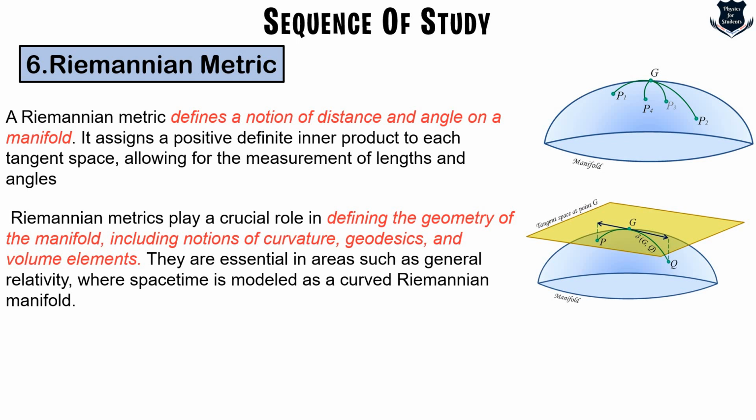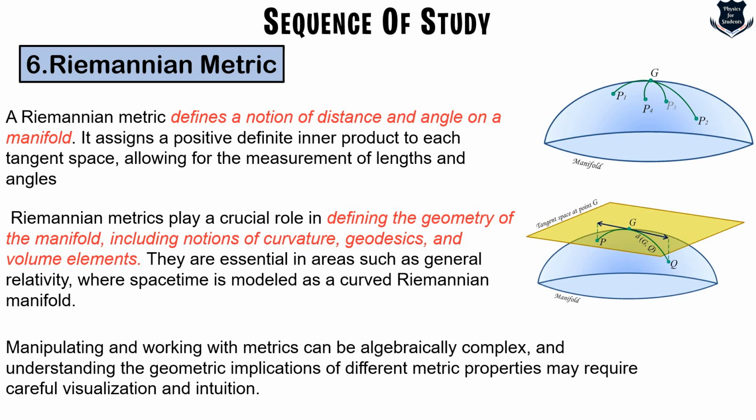So what is happening is that all these things which are moving around are done in what is called a Riemannian metric. It defines the notion and tells how things are bending or curving. If you manipulate and work with metrics, it can be algebraically complex. Understanding the geometric implications helps with different metric properties, and it helps us in visualization, etc. So this is fundamental concept number 6, called a Riemannian metric.